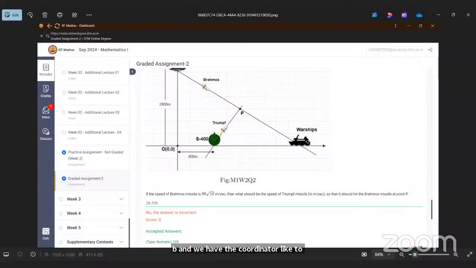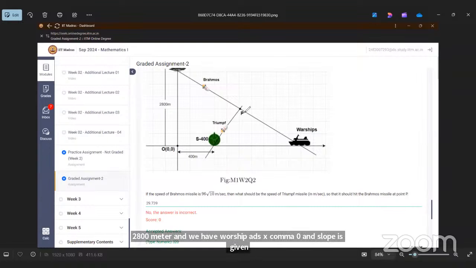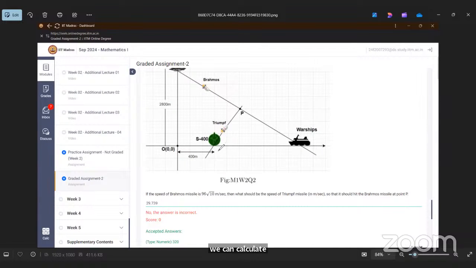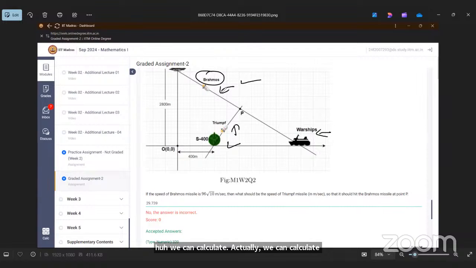That screen, question 21. Can I ask? Actually, okay, let me download it again, one second. Since we have given the slope of that line, the point P, and we have the coordinate, it will be 0 comma 2800 meter, and we have the warship at x comma 0, and the slope is given. We can calculate the x-intercept of the warship, because this line is known to us. This line is also known to us. So this is nothing but the x-intercept of this particular line. So we can calculate the x.